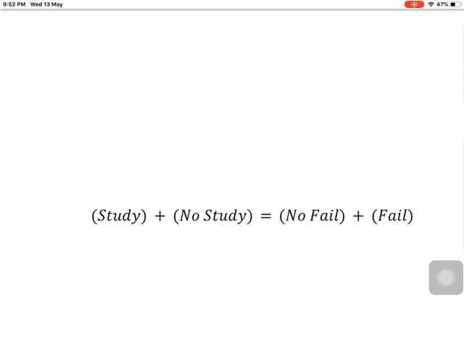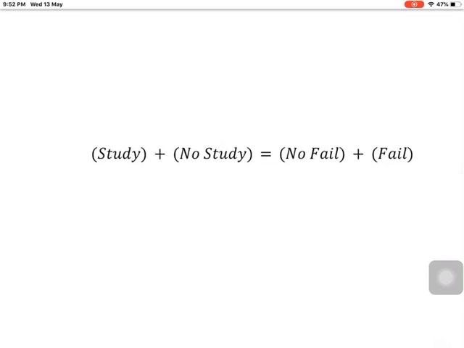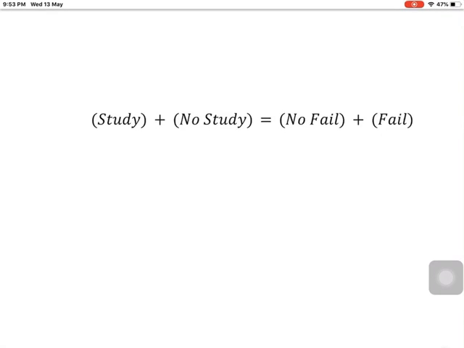Study is common in both terms on the left hand side, and fail is common in both terms on the right hand side. So now we can factorize it. I know it's getting interesting and very unusual. It's very weird, but we'll factorize it using mathematical concepts. We'll set study as a certain algebraic expression on its own. So no study, we'll keep as no times study. So study plus no study equals no fail plus fail. We're going to factorize it.